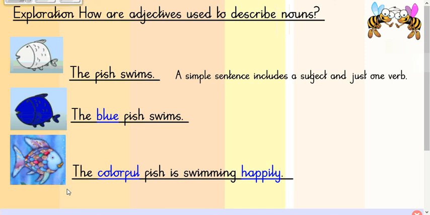Let's look at my second developed sentence. The colourful fish is swimming happily. In this sentence, I've used an adjective before my noun, which is colourful, and I've also used an adjective after my noun, which is happily.